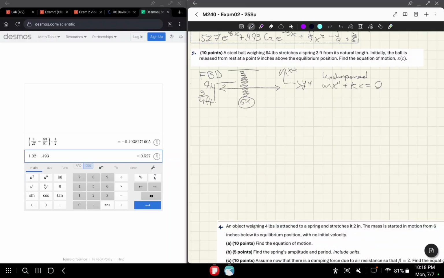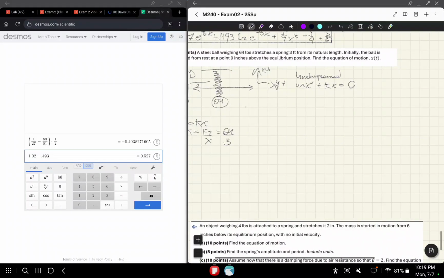Let's read this. It stretches 3 feet, so that will help us find the spring constant. Hooke's law is F = kx, where force equals kx. So k equals the force, tension, divided by the distance. Here we have 64 divided by 3. That will be our spring constant k.